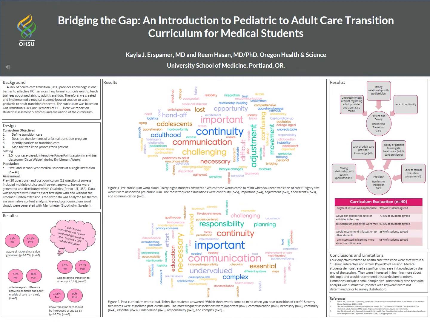Guided by the 6 core elements of HCT developed by Got Transition, we created a short and interactive session. By the end of the 1.5-hour virtual PowerPoint session, we wanted students to meet 4 objectives. 1, be able to define transition care. 2, describe the elements of a formal transition program. 3, identify barriers to transition care. And 4, map the transition process for a patient.